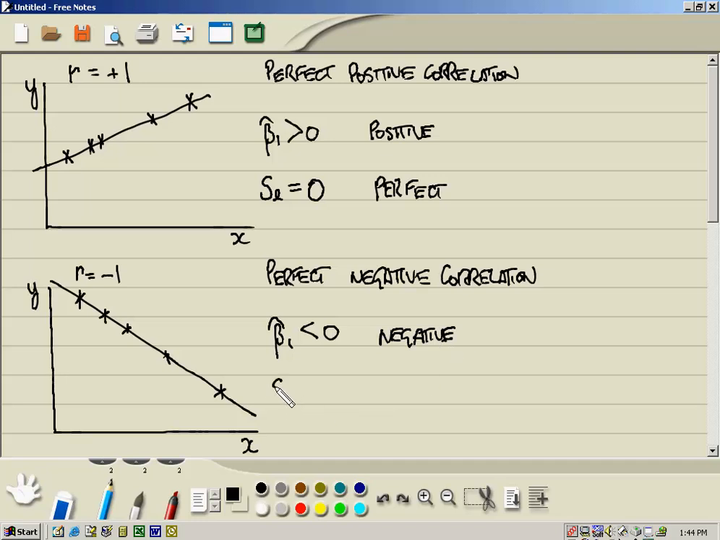And like the previous example, there are no errors, so there's no variance or standard deviation of the errors. So the standard deviation of the errors is 0, and in that sense the regression is perfect. Alright, so we have a perfect negative correlation.